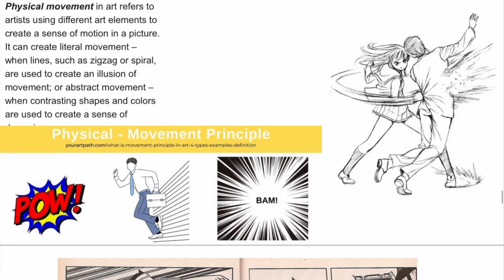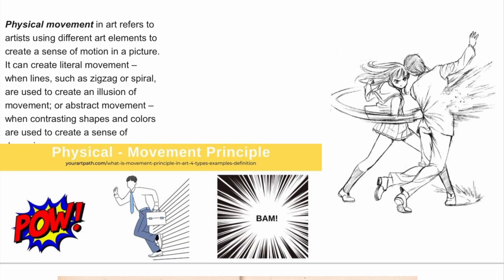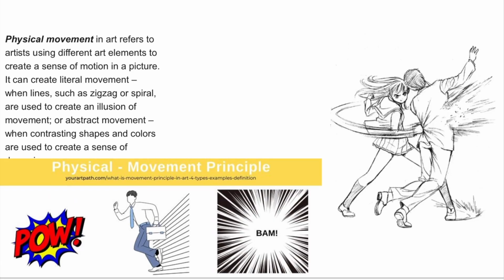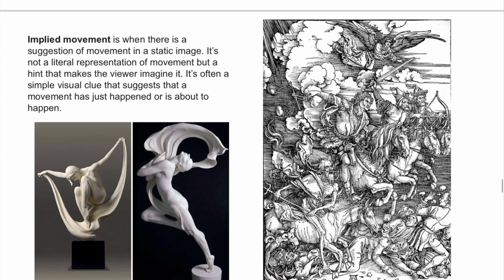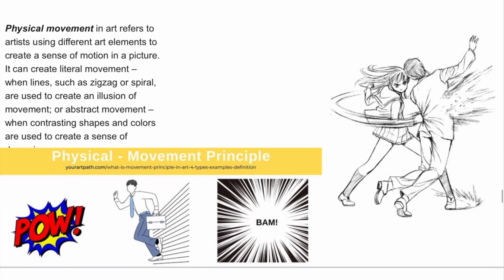Physical movement in art refers to artists using different art elements to create a sense of motion in a picture. It can create literal movement when lines such as zigzags or spirals are used to create an illusion of movement, an abstract movement. I know that this can actually sometimes be very similar to implied movement. The difference here being the actual physical representation of the movement happening there. So we're going to talk about action lines, speed lines, all that good stuff. Even sound effects can help create this feeling of movement.